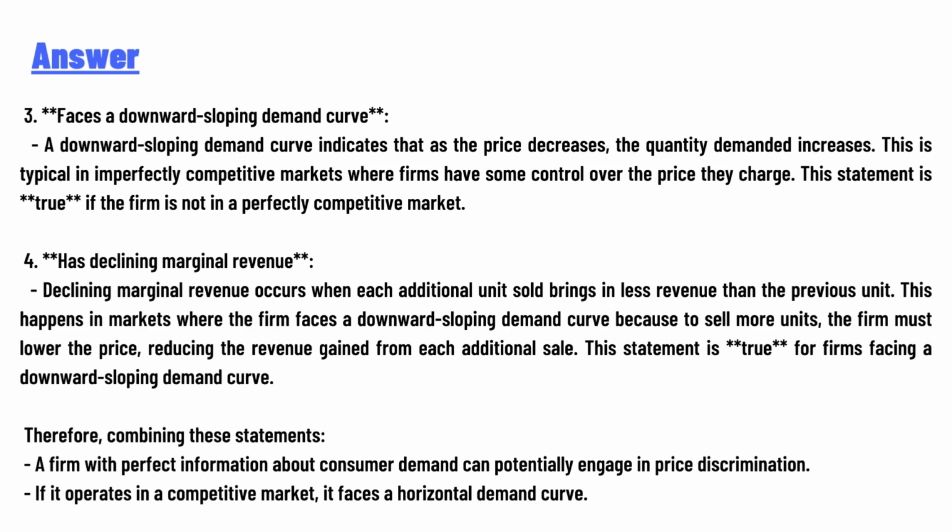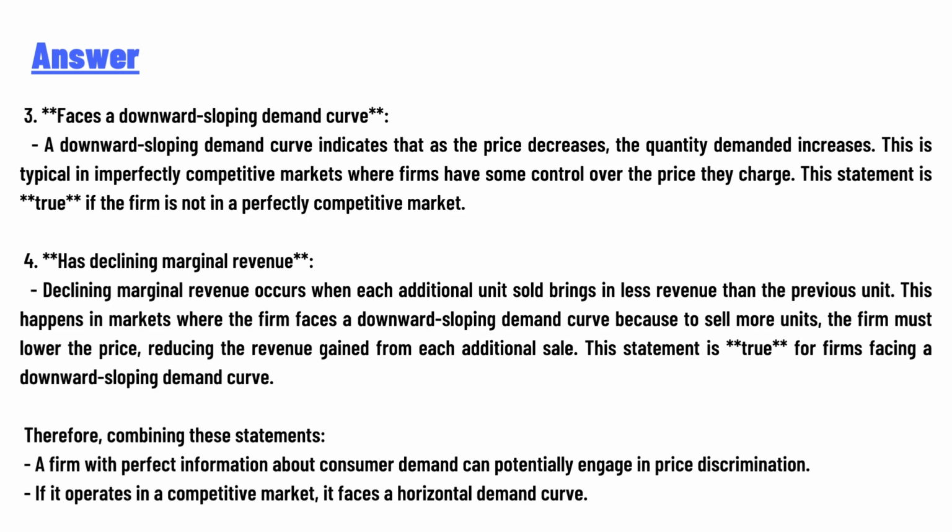Fourth, has declining marginal revenue. Declining marginal revenue occurs when each additional unit sold brings in less revenue than the previous unit. This happens in markets where the firm faces a downward sloping demand curve, because to sell more units the firm must lower the price, reducing the revenue gained from each additional sale. This statement is true for a firm facing a downward sloping demand curve.